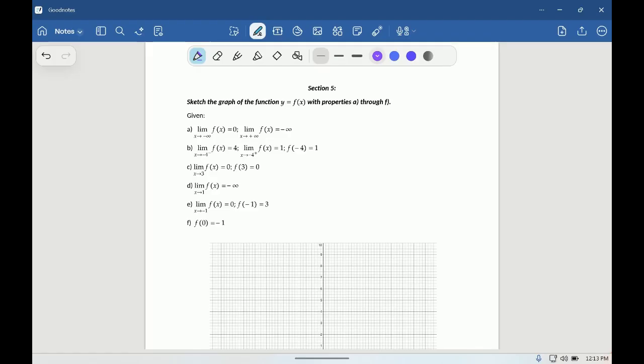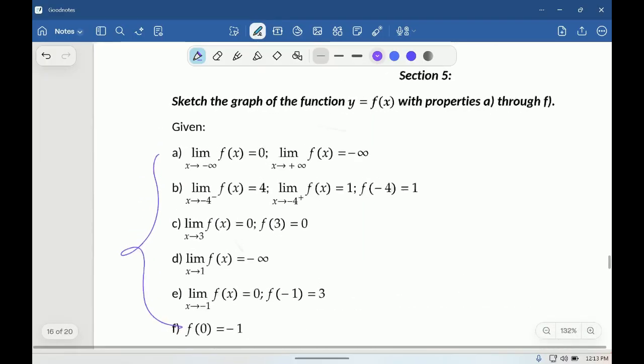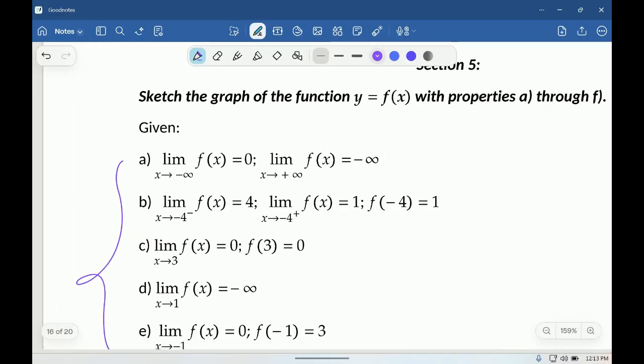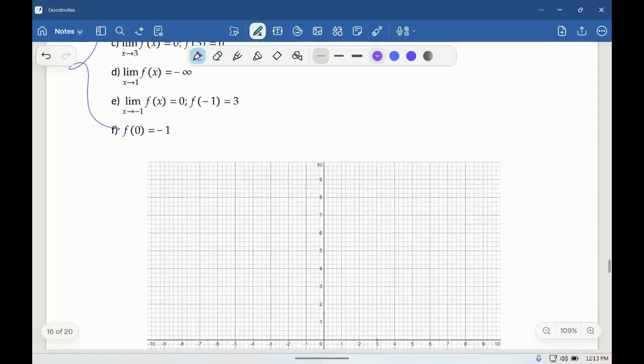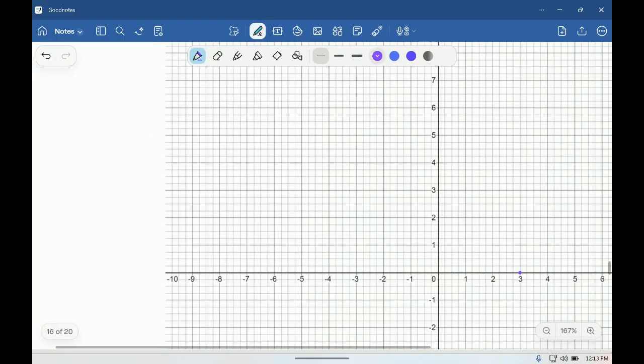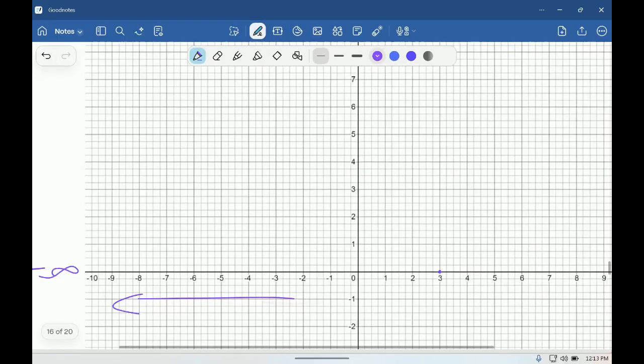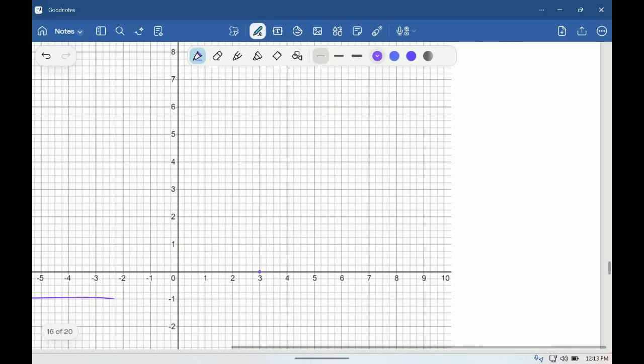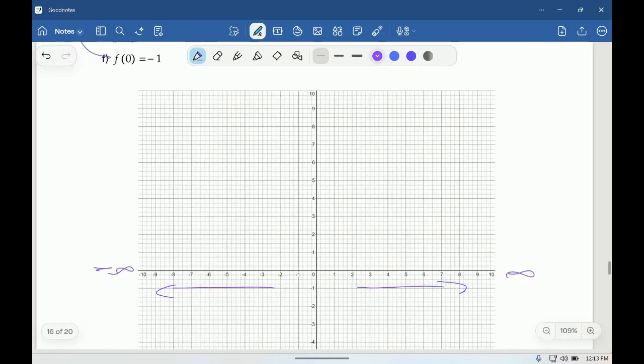This problem asks us to sketch the graph of the function y equals f of x using the properties a through f. When we look at property a, it tells us that the limit as x approaches negative infinity will meet at y equals 0. So when we put this in a graph, all the x values that are going to negative infinity are going to be right here, and all the x values that are approaching positive infinity are going to be right over here.